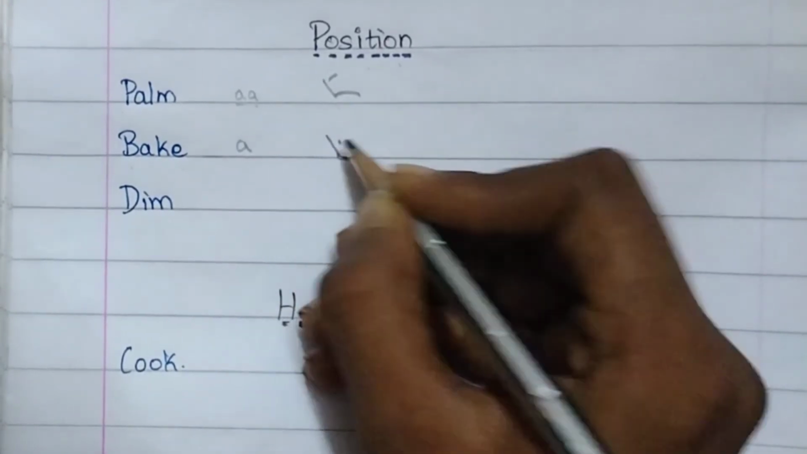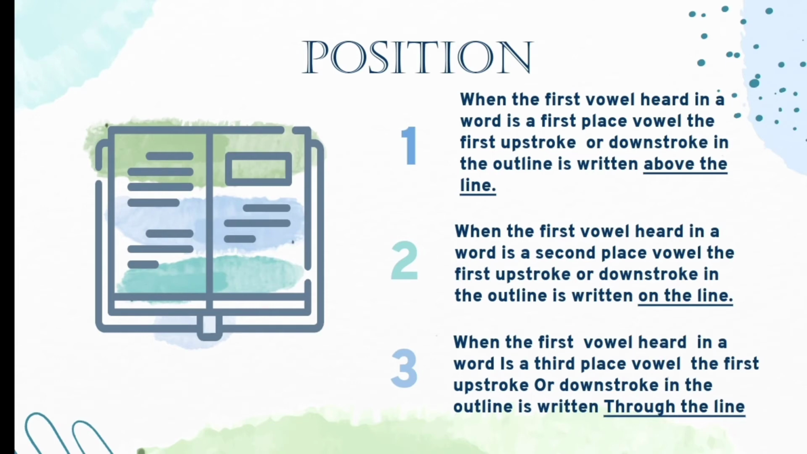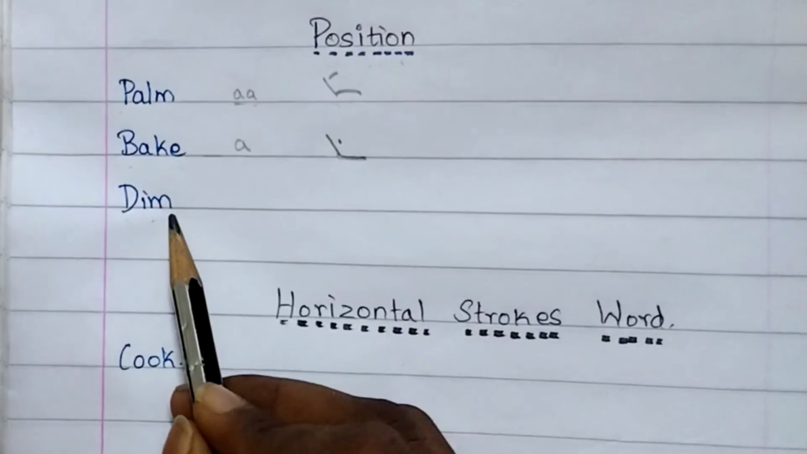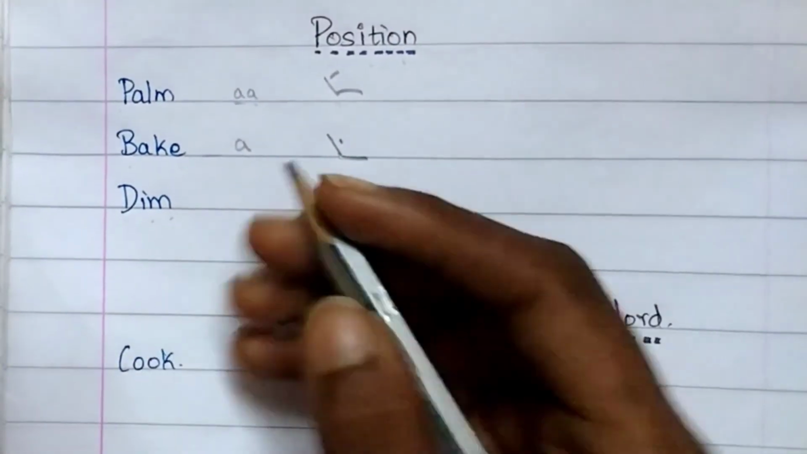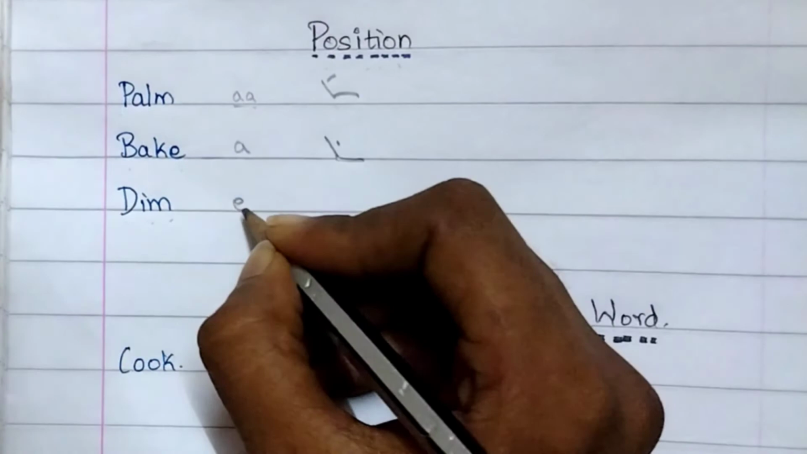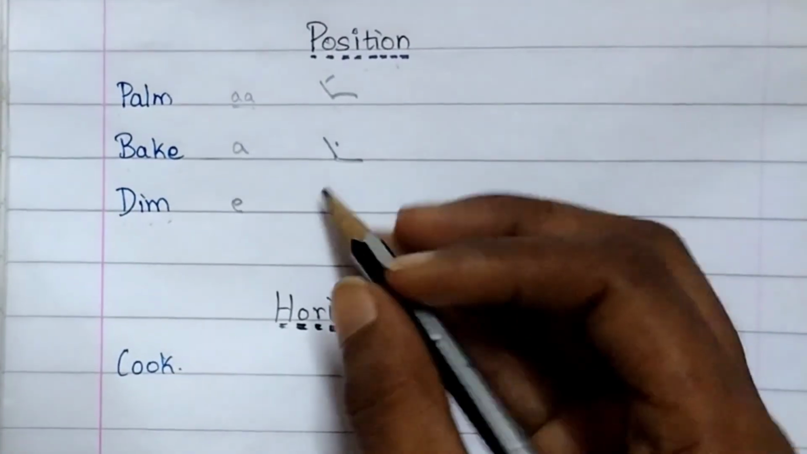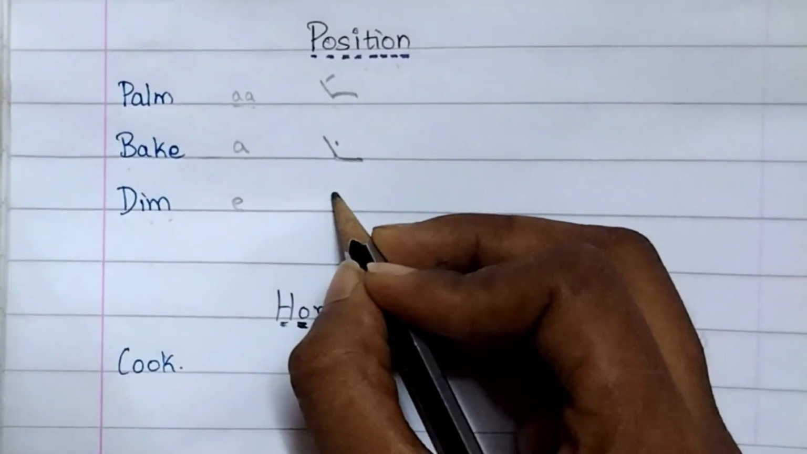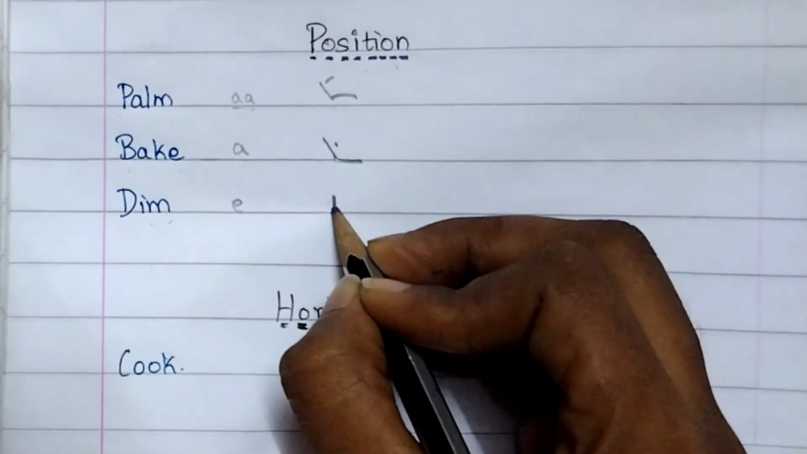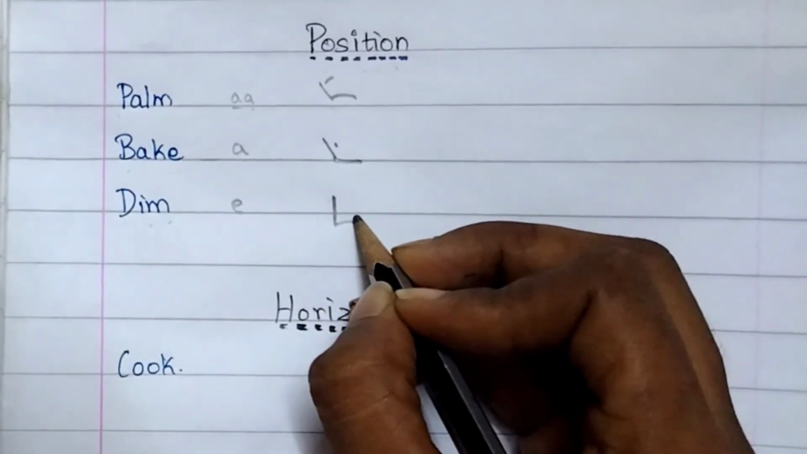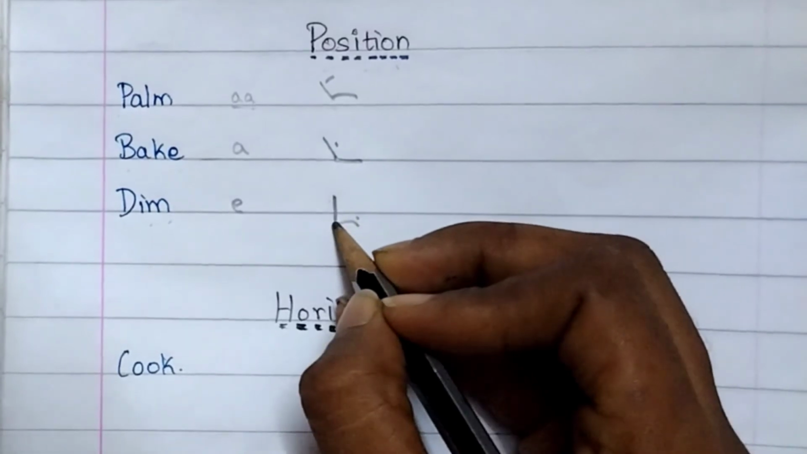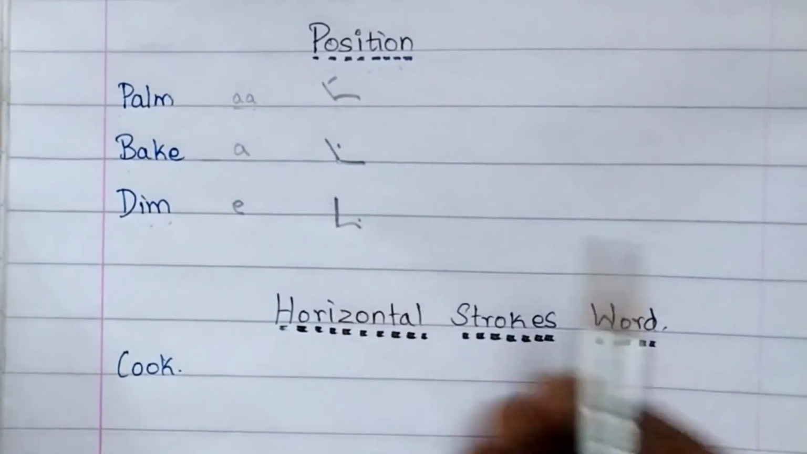And the next rule is when the first sounded vowel in a word is a third place vowel, then that word should start through the line. For example, take the word dim. Dim has a vowel E. E is a third place vowel. So, this word should start through the line. That is, the first stroke of this word should start through the line.